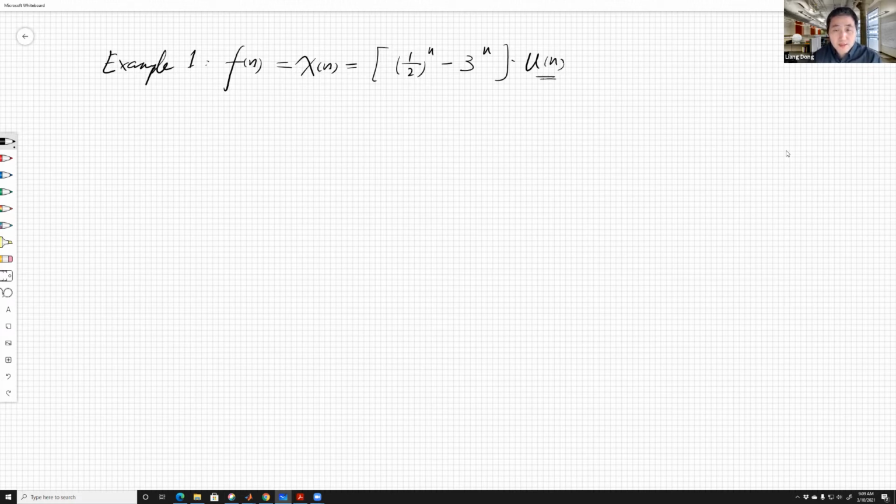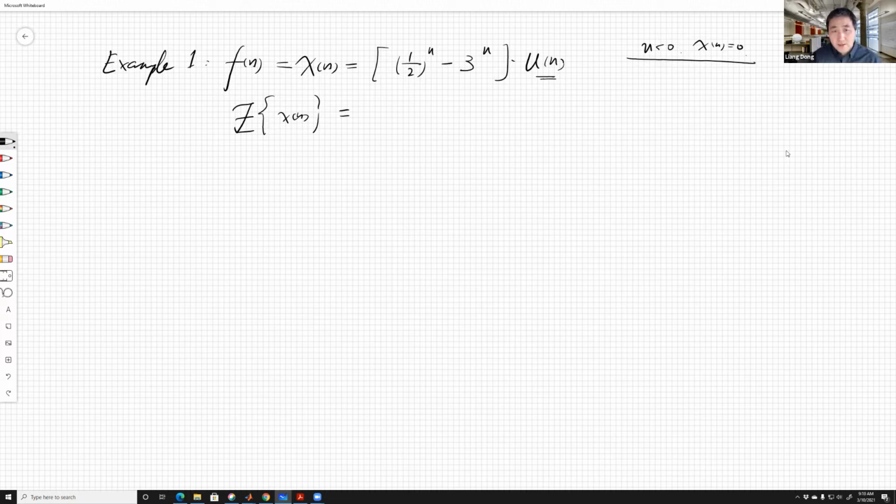What does that mean? That's a step function. That means if n is less than 0, I don't have anything. Everything there is zero, so it only starts from time 0. So it's a causal system, a causal signal. Find the Z transform of that. So we want to find the Z transform of x[n]. So what is that?